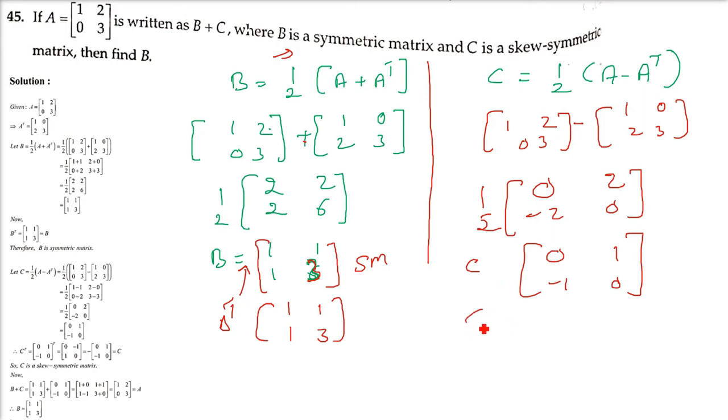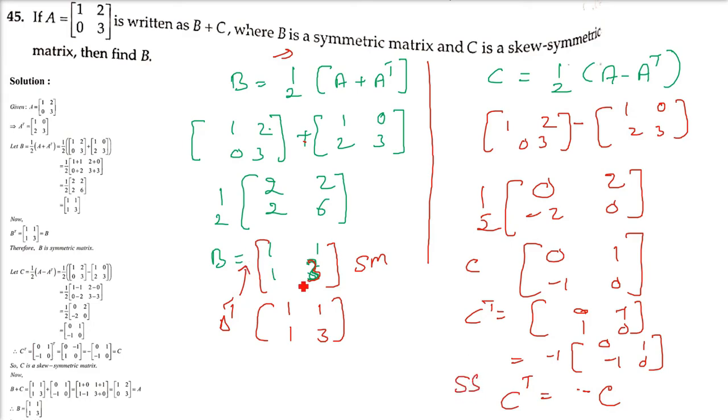So C transpose we are taking. 0, 1 will be the column and minus 1, 0 will be the column. Now take the negative outside. It will be 0, 1, negative 1, 0. And this is nothing but C. So C transpose is negative of C. So what do you get? This B is symmetric and C is skew symmetric.